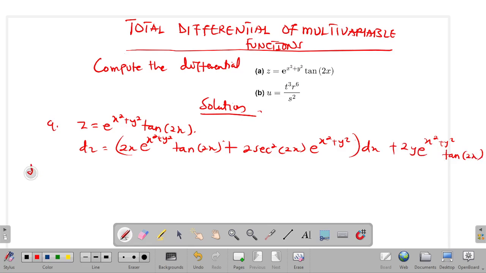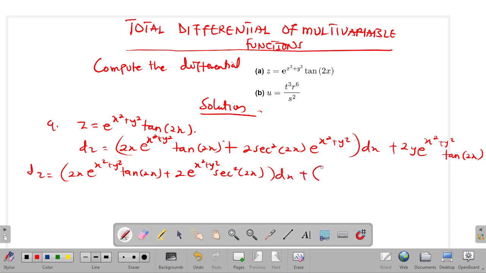So our final dz is going to be 2x e to the power x squared plus y squared tan 2x, right? Plus 2 multiplying e to the power x squared plus y squared sec squared of 2x, right? Everything times dx, plus open bracket, you have 2y e to the power x squared plus y squared, then multiplying tan 2x, dy. As simple as that. So this is the total differential of this particular function given: dz is equal to this dx plus this dy.